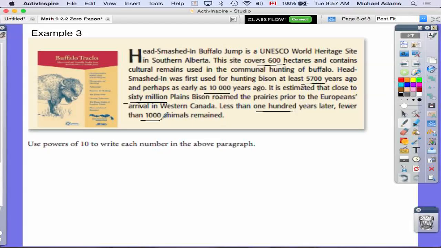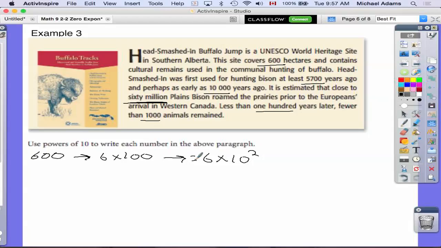So the very first number that we come to is 600. Let's write 600 as a power of 10. What's one way to write 600? We could say 6 times 100. If we identify that as 600, how could I write this as a power of 10? 2. That's right. So we can say that this equals 6 times 10 to the exponent 2.